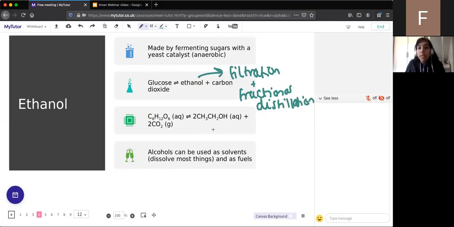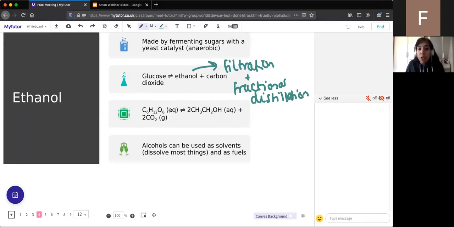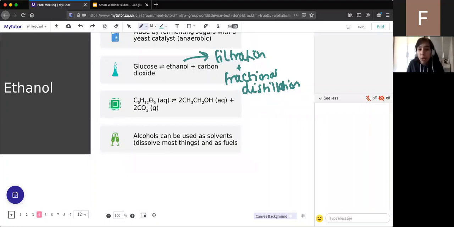Okay. This is just the symbol equation for it. So if you do biology, hopefully you know that's the symbol equation for glucose, so C6H12O6. It's aqueous, which means it's dissolved in water. The ethanol that's produced is also aqueous, so it will be dissolved in water. So that's why we do fractional distillation. If you remember, a couple of weeks ago, we went through fractional distillation to separate ethanol and water, and that's why we do it, to get pure ethanol.